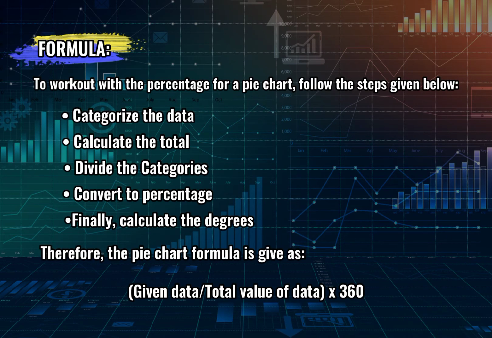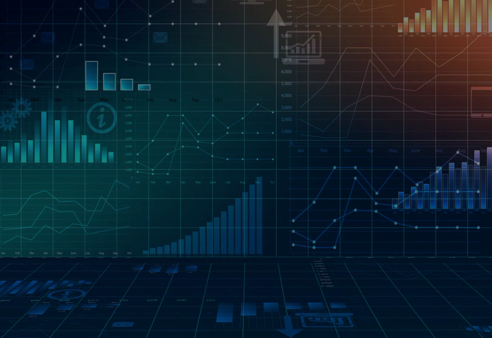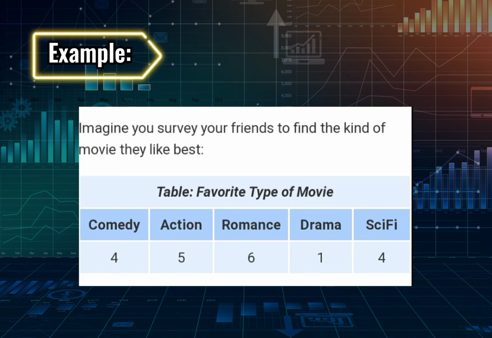The following are the steps in order to work out with the percentage for a pie chart. First is to categorize the data, calculate the total, divide the categories, convert to percentage, and finally calculate the degrees. Therefore, the pie chart formula is given as given data over total value of data times 360. Let's have an example.